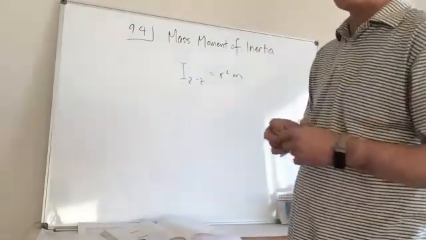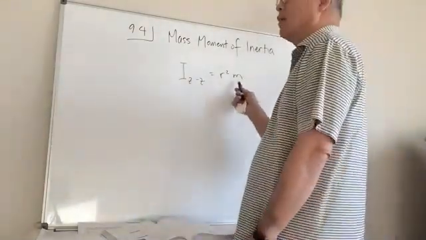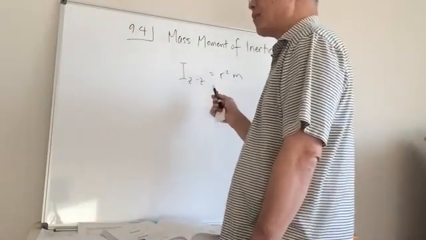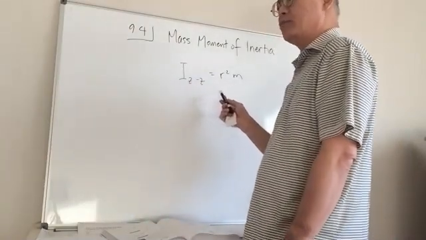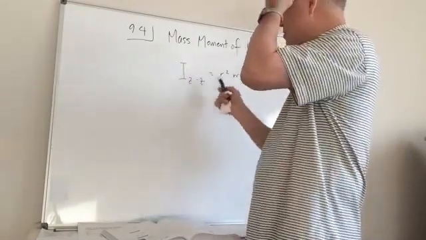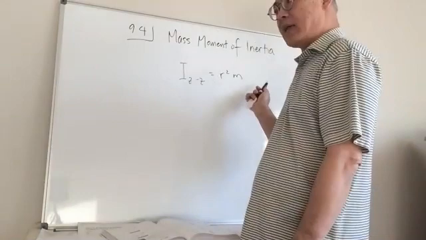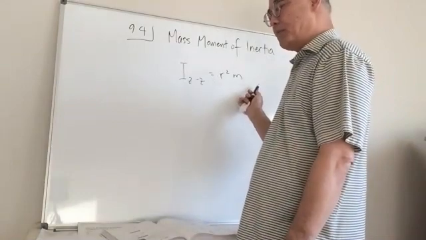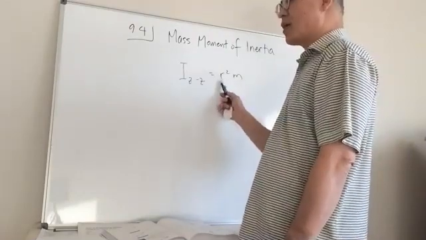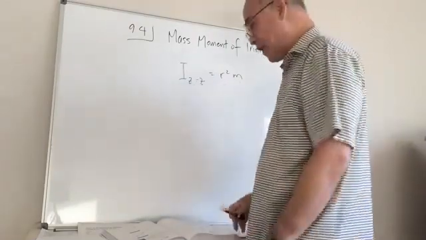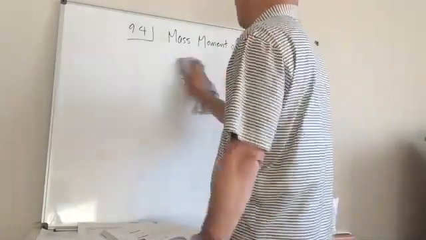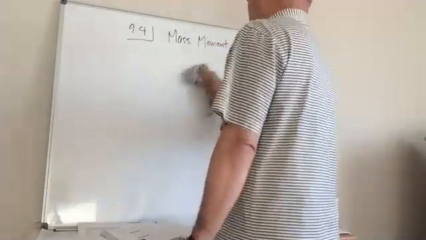I'm not going to go into great detail here. Obviously, the more mass that point has, the harder it is to rotate around that axis, right? And the further away you are, it's harder also. So that kind of makes sense. Why this is squared and this is not squared, we're not going to worry about that. Just know that there is a way to calculate this.